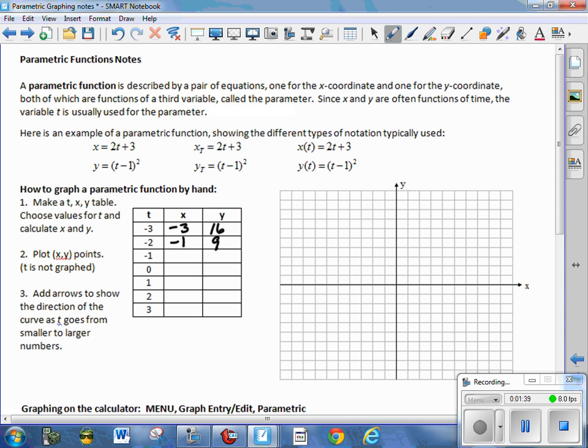And if I continue on in that manner, I'm going to get 1, 4, 3, 1, 5, 0, 7, 1, and 9, 4. So notice that in my first equation, the x's, it's just a linear equation with a slope of 2, so it's going up 2 every time. The y is a quadratic, these are a number squared, so look, all of our y values are perfect squares.